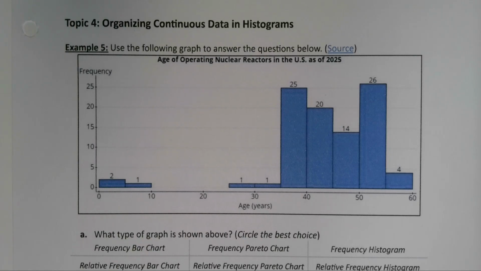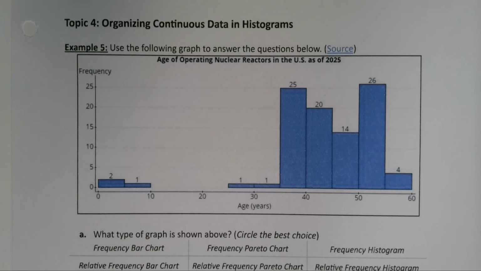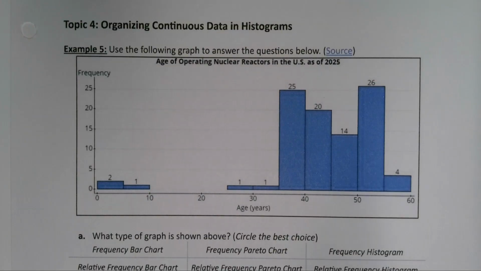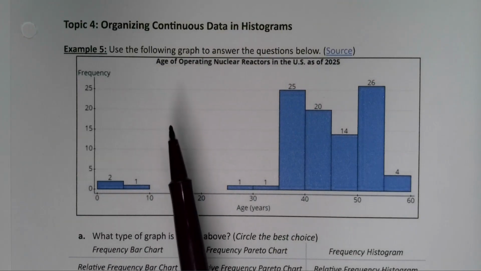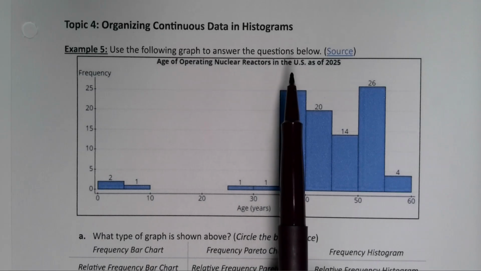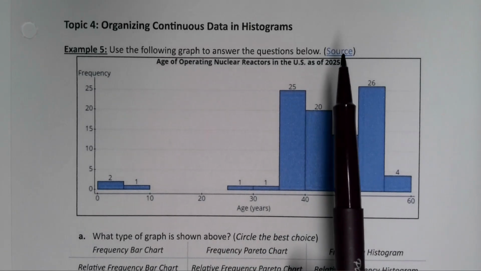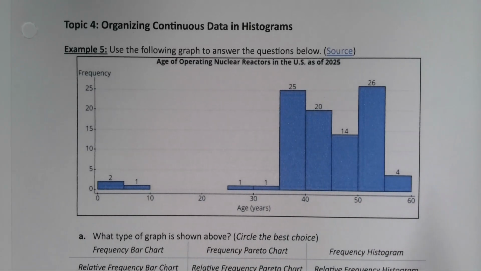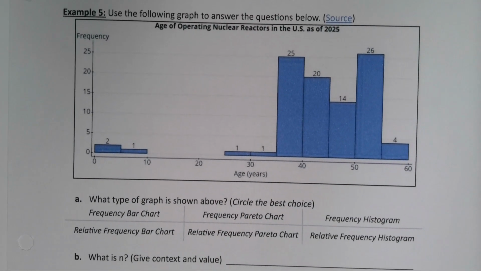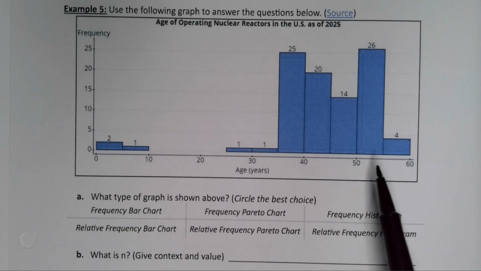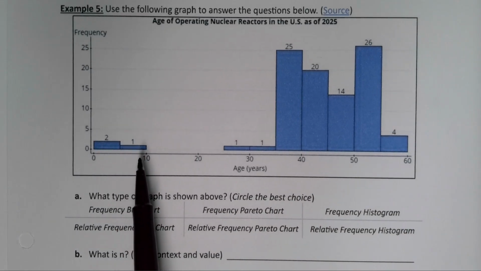Not only can we make tables out of continuous data, but we can also make histograms out of it. The following histogram shows the age of operating nuclear reactors in the US as of 2025. Yes, it's real data. So this is the real age of nuclear reactors in the US. We can see the age is down here. This is quantitative data, but it's also been put into bins.